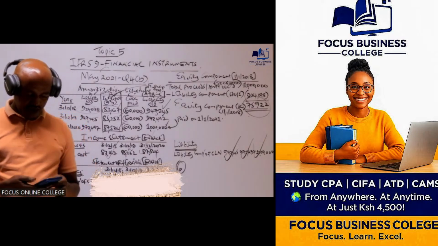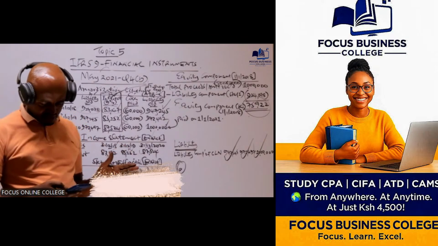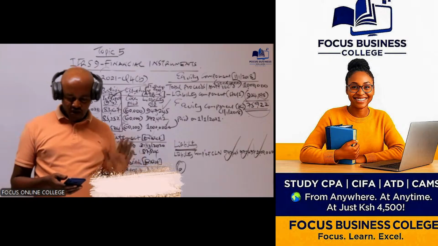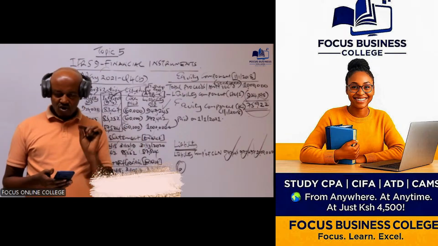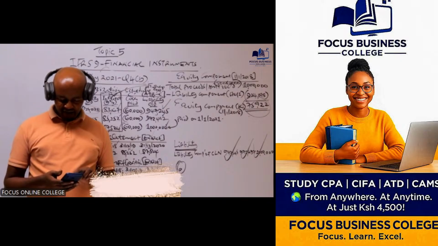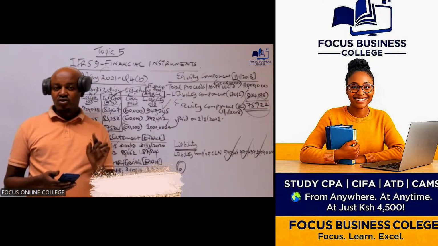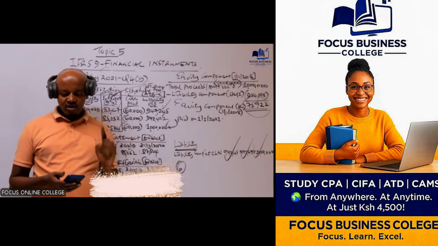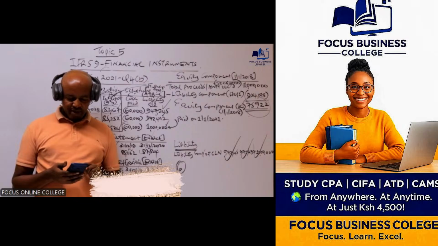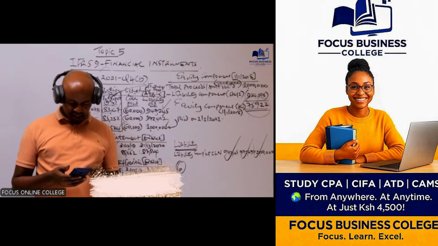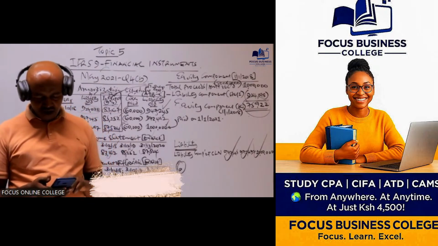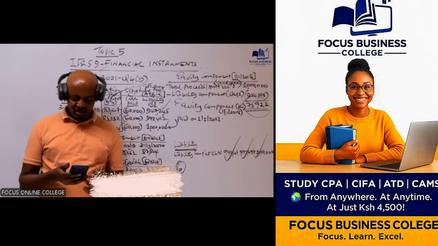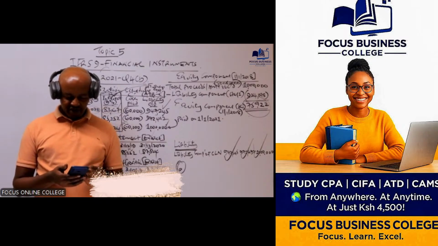I hope if you come across a similar question, you can be able to handle it. But what is important as far as this is concerned is basically anytime you see the word convertible, what you need to remember very fast is that it is a compound financial instrument. If it is a compound financial instrument, you must split the equity component and the liability component, and then from there you amortize the liability component, and for the equity component, the value remains the same.